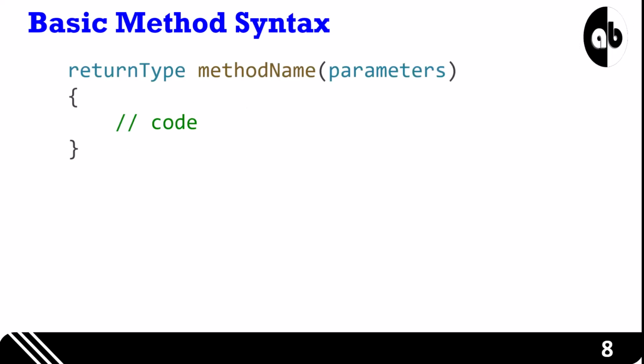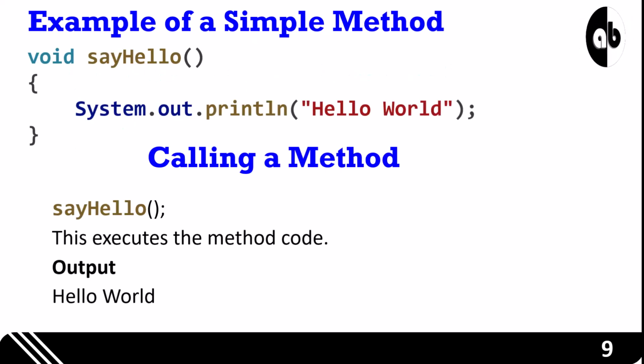Basic method syntax. The basic syntax follows the pattern: return type, method name, and parameters which are enclosed in parentheses. Calling a method. For example, to call a simple method like sayHello, you just write the name followed by parentheses. This executes the code inside, and in this case, prints Hello World.